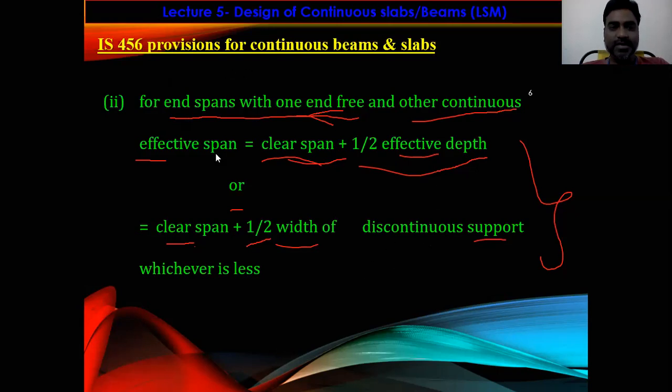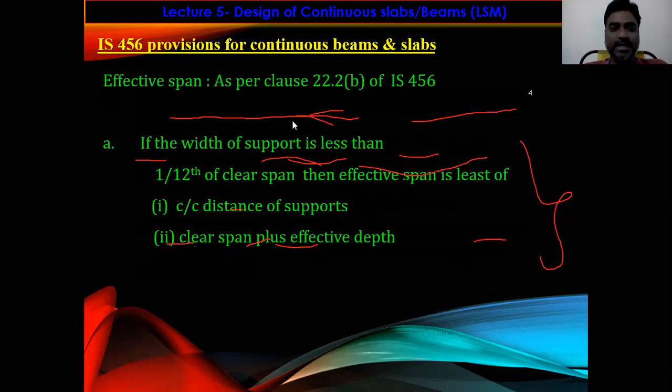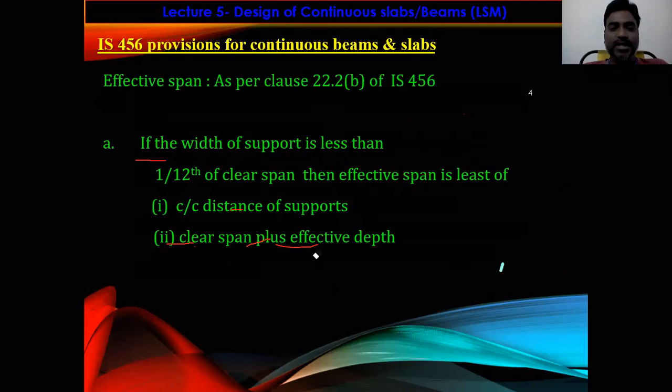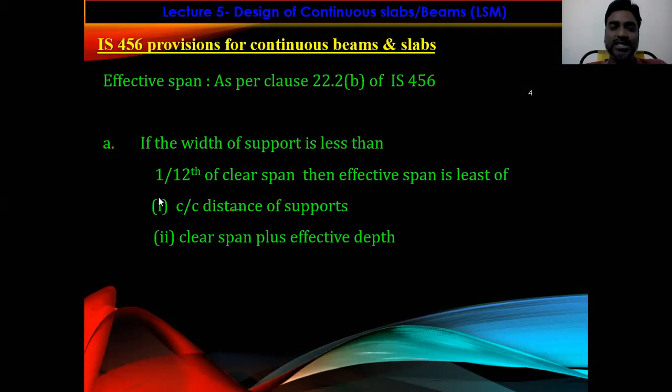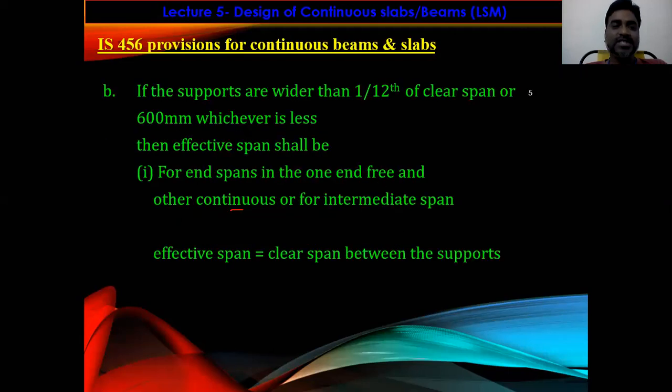So here we have discussed three cases. The effective span should be calculated based upon the width of the support. Suppose, for example, if the width of the support is less than 1/12 of the clear span, then the effective span is same as our simply supported beam, that is center to center distance between the supports, or clear span plus effective depth, whichever is less. If the width of the support is greater than 1/12 of the clear span, or 600 mm, whichever is lesser, there are two cases.